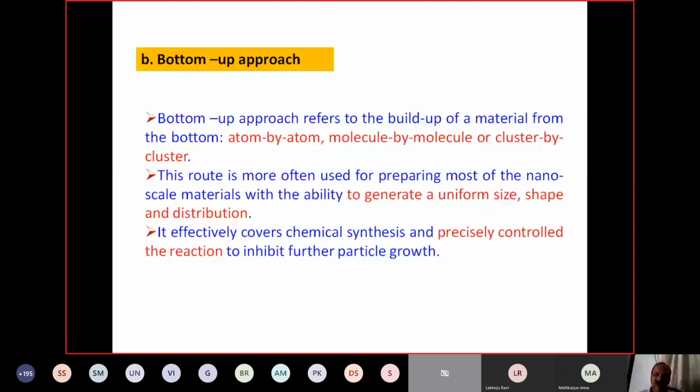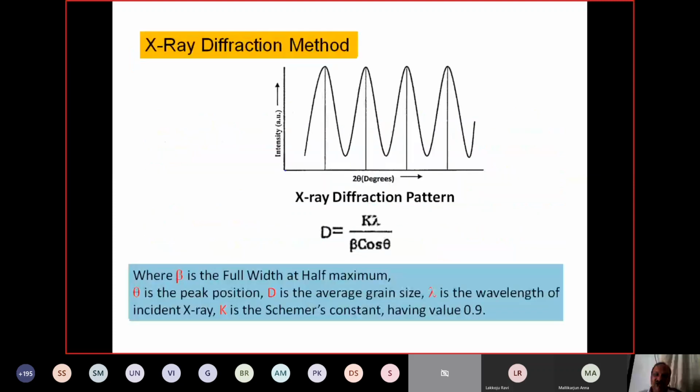That means we simply record the X-ray diffraction pattern, then we can calculate the size by using the formula D is equal to K lambda by beta cos theta, where theta is the Bragg angle, and beta is the full width at half maxima. If you take any peak, then we take the full width at half maxima. Theta is the Bragg angle. This gives the average grain size. Lambda is the wavelength of the X-rays which you use. K is the constant of the instrument, generally having the value 0.9. That means we can calculate the size of the nanoparticle by using the X-ray diffraction method.